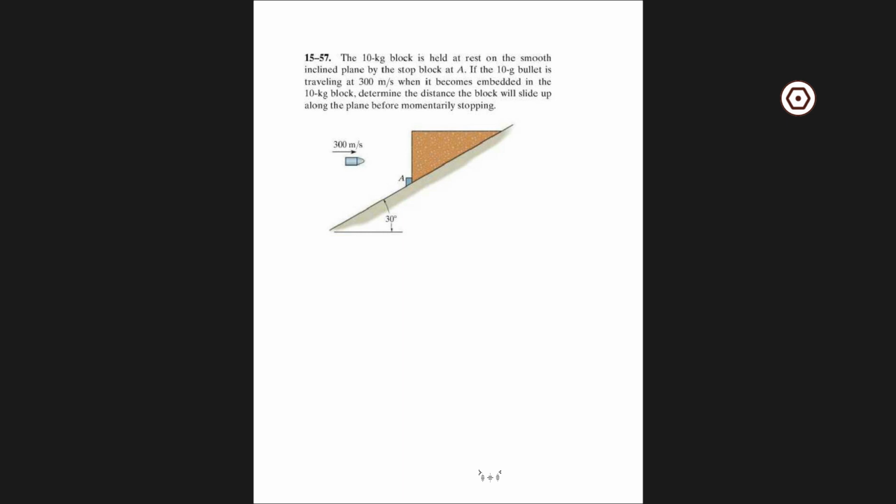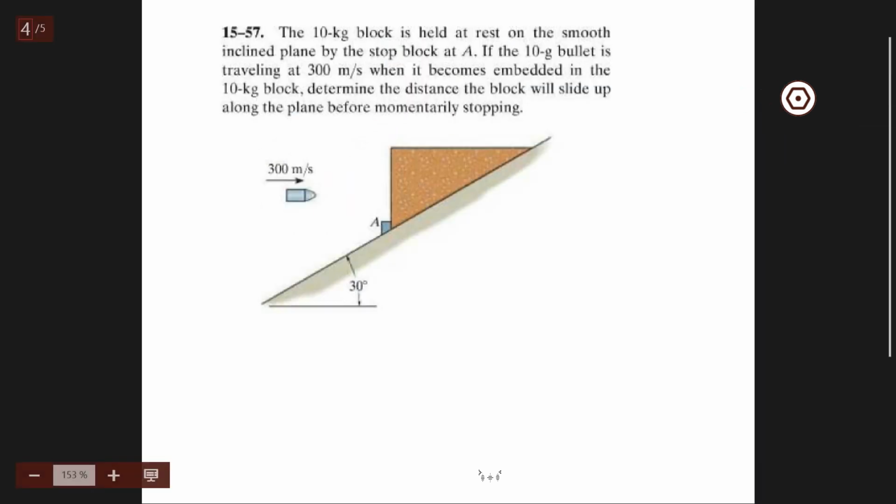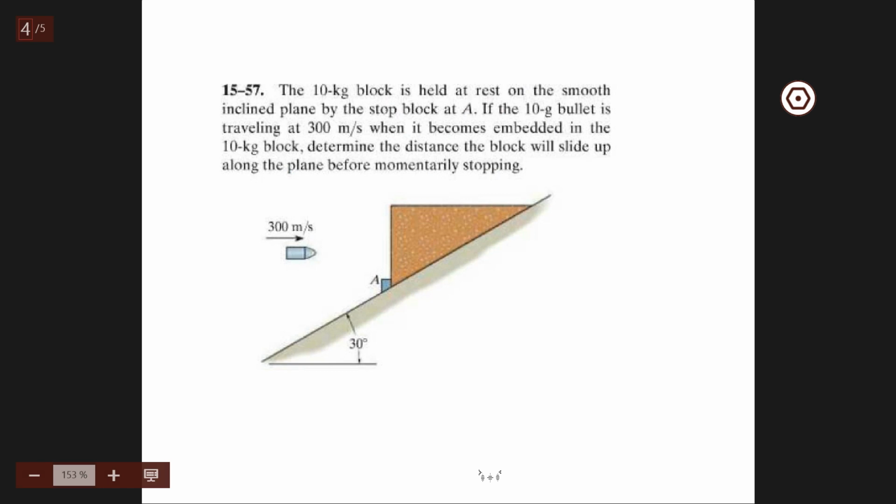Okay. All right. A 10 kilogram block is held on the smooth inclined plane by the stop block at A. If the 10 gram bullet, watch the units on this stuff, especially with bullets, because they're weird units, 10 gram bullet traveling 300 meters per second becomes embedded in the 10 kilogram block. Determine the distance the block will slide up along the plane before momentarily stopping.